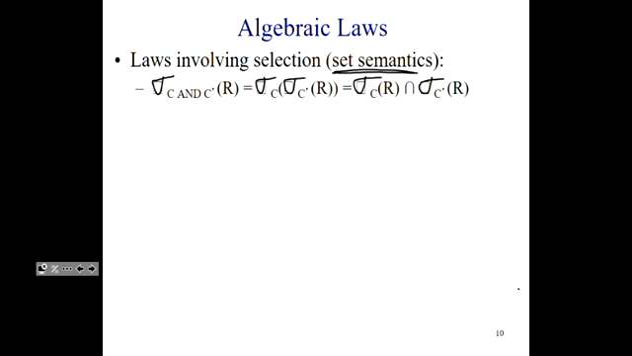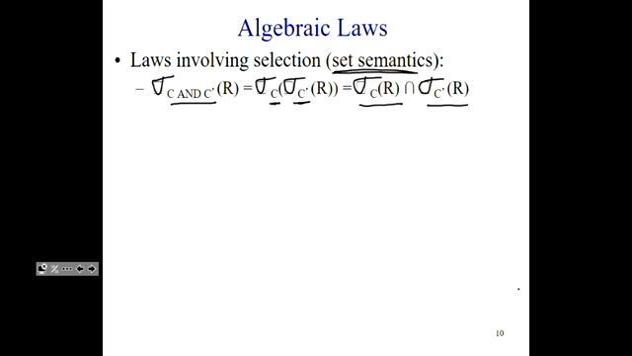If you have sigma of condition C and C prime applied to R, then this is nothing but sigma of C and then sigma of C prime of R. So C prime is applied first and then C applied next. Or equivalently, it is sigma of C of R intersection with sigma of C prime of R.